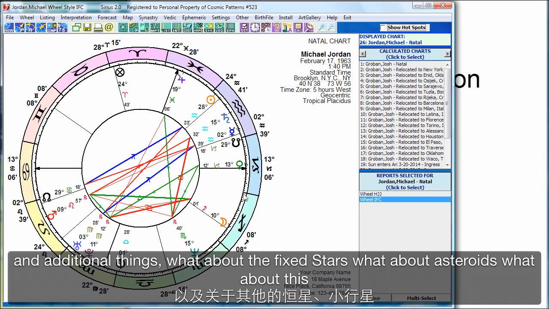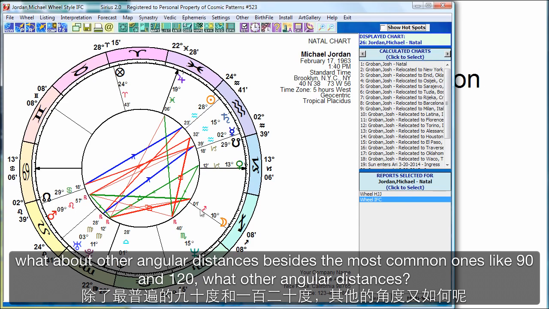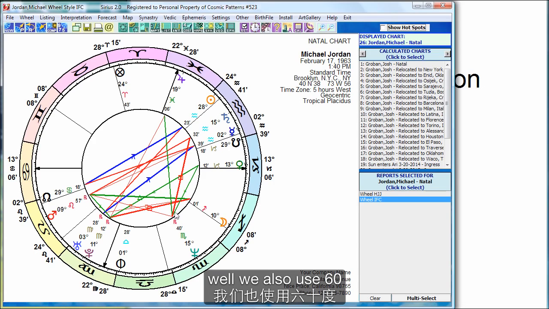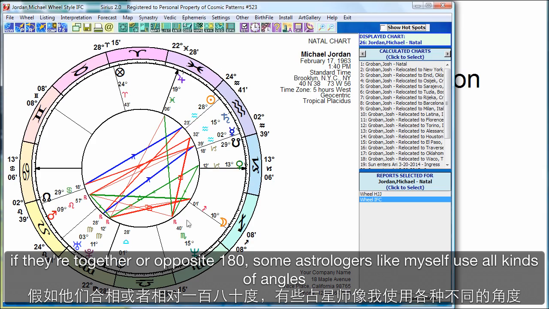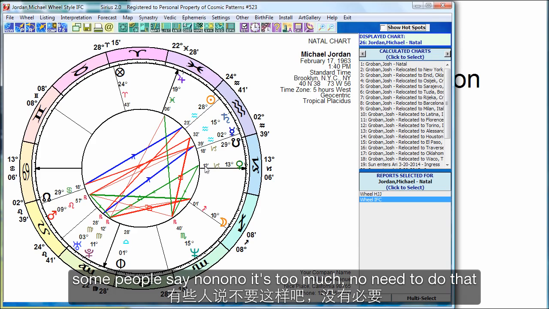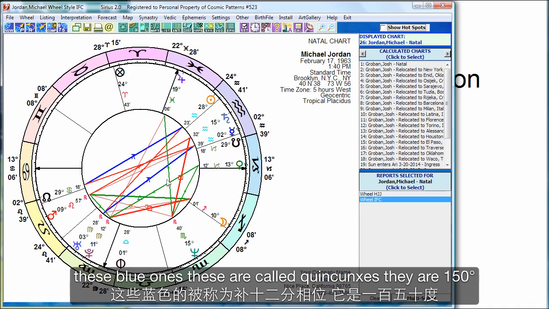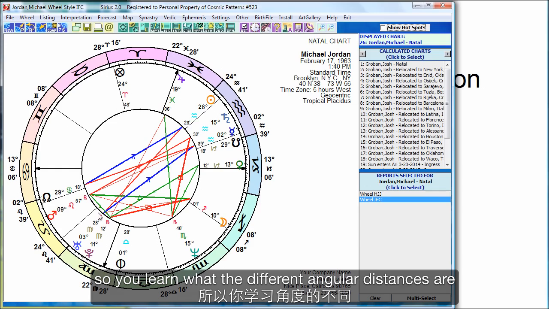What about the fixed stars? What about asteroids? What about this? What about other angular distances besides the most common ones, like the 90 and the 120? Well, we also use 60, if they're together, or they're opposite, 180. Some astrologers like myself use all kinds of angles. And some people say, no, it's too much, you don't need all that. These blue ones are called quincunxes. They're 150 degrees. So you learn what the different angular distances are.